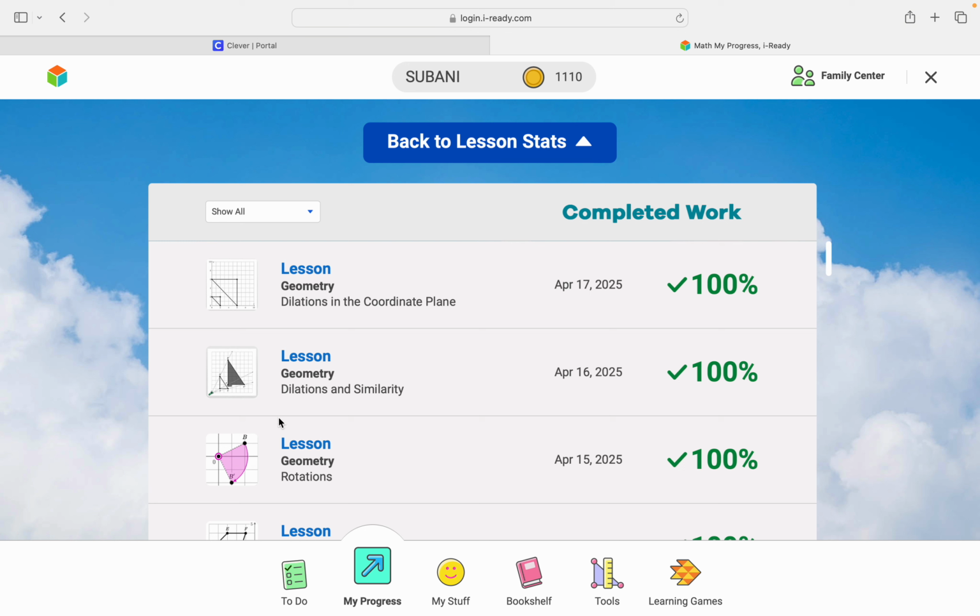Ooh, Subani, I'm so sorry. I almost made a mistake, Subani. At least you made the 5. So at least dilation in the coordinate plane, you passed 100%, Subani. Thank you.